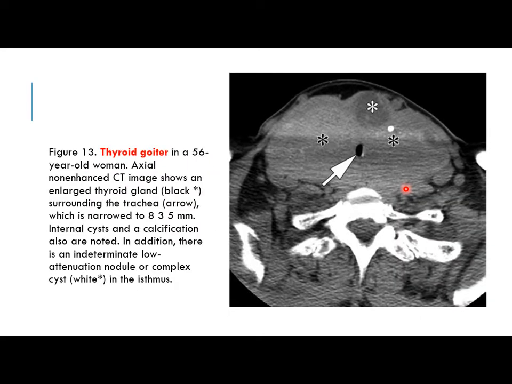This is another case of thyroid goiter, in which the thyroid gland is extensively enlarged and it's compressing the trachea. The tracheal lumen is decreased. There is an underlying hypoattenuating nodule seen in the isthmic portion of the thyroid gland. As well, we can see calcific changes, we can see cystic changes, and these changes all are identified and diagnosed when we do a CT scan of the neck.